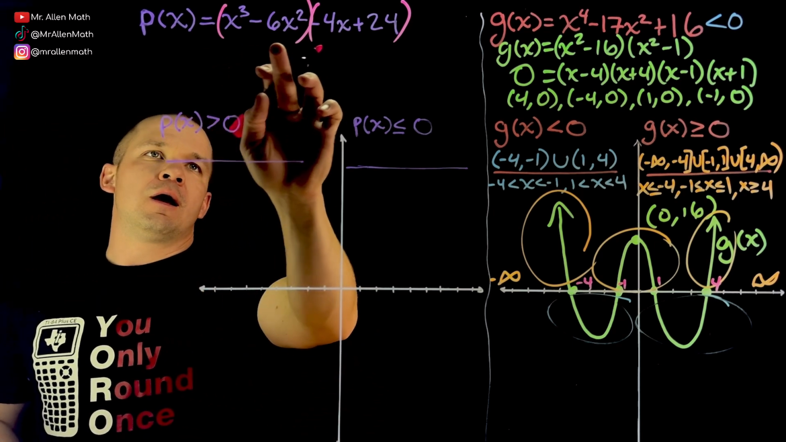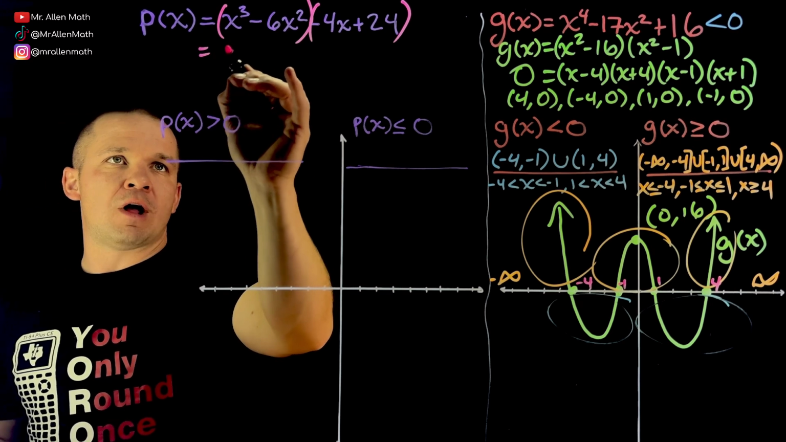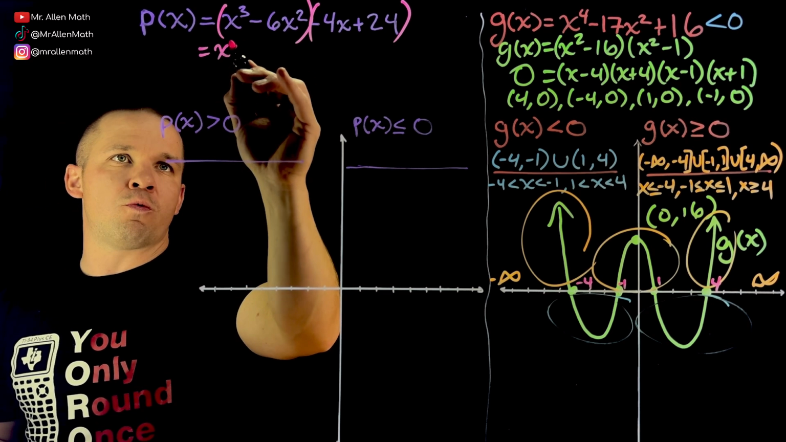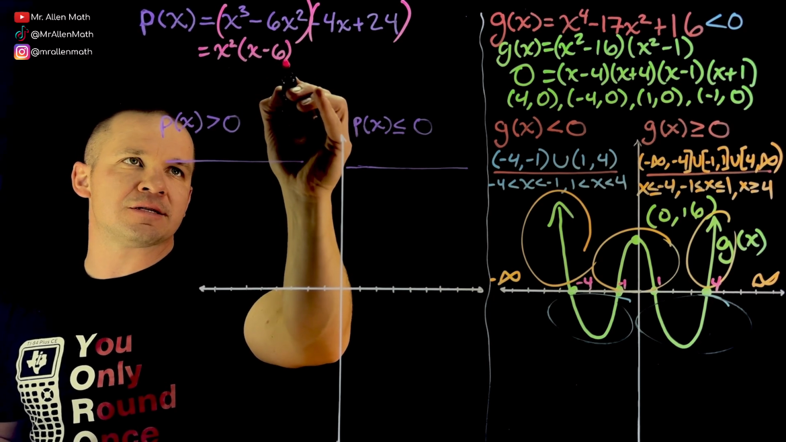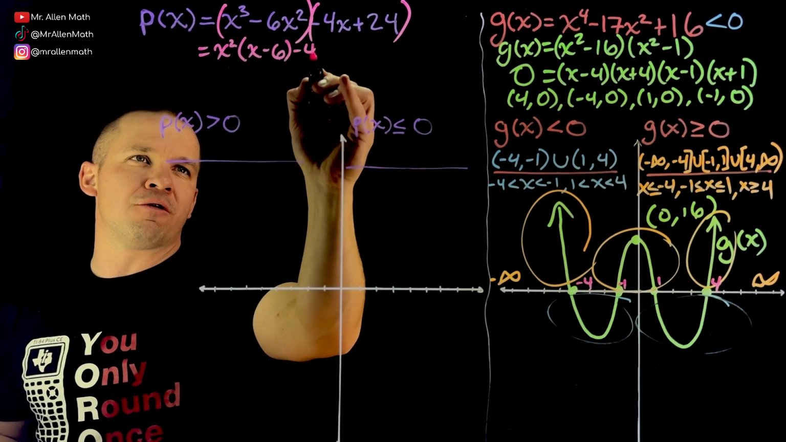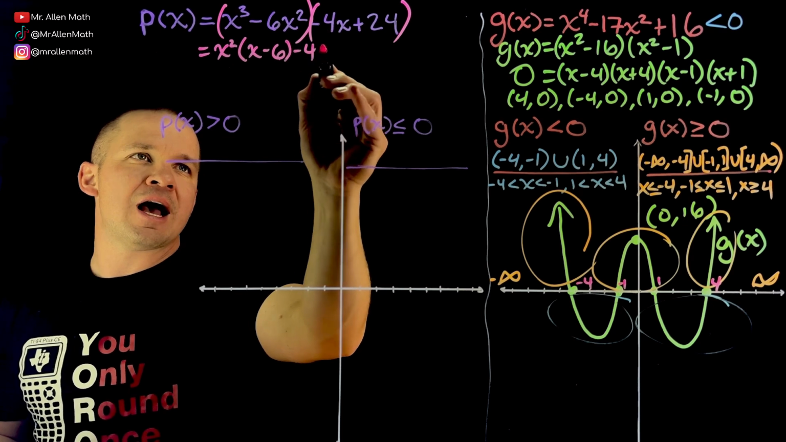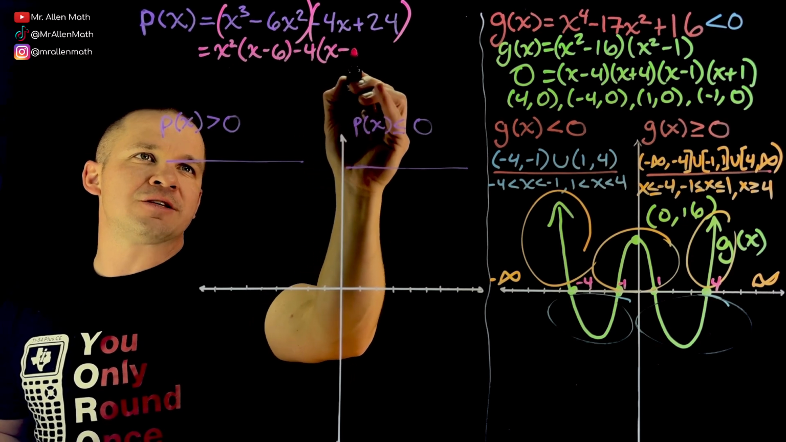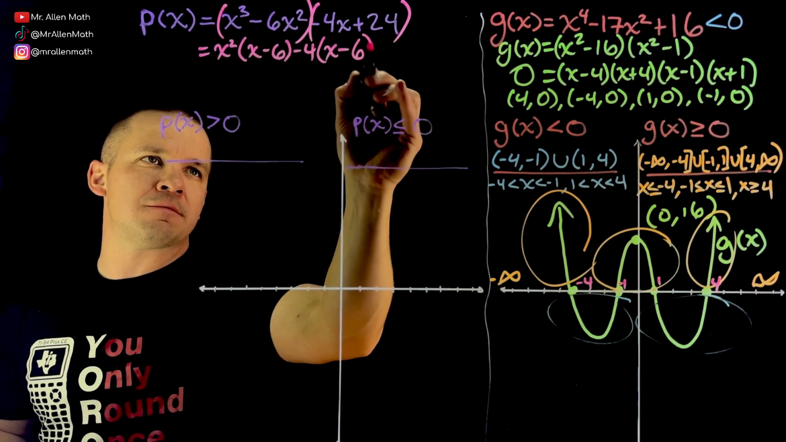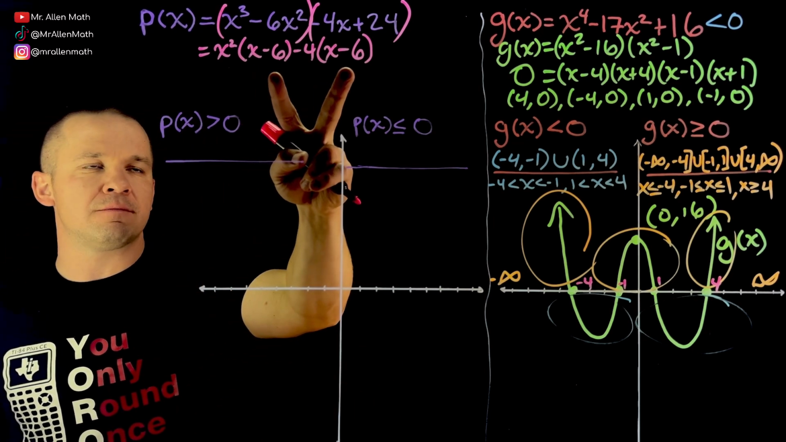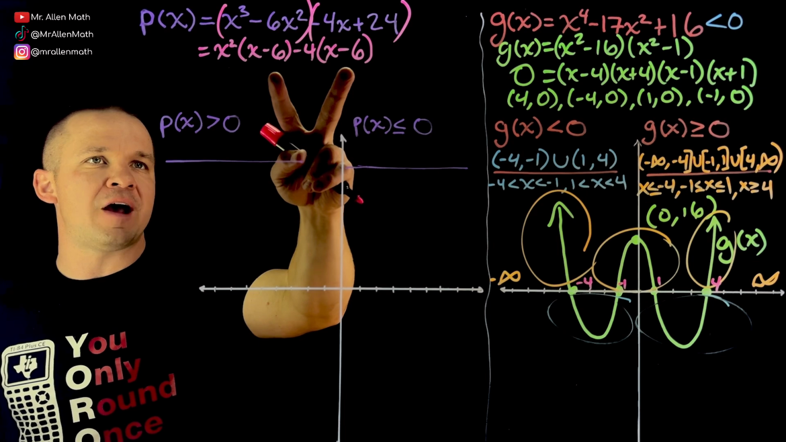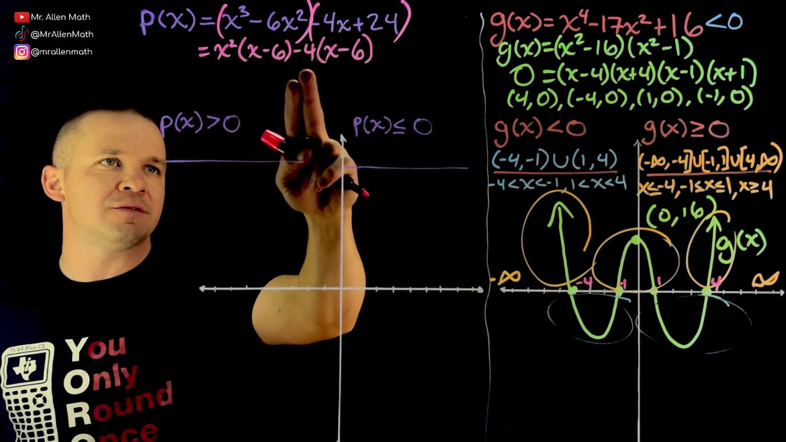Anywho, GCF out of these 2. I'm going to take out an x squared from them, and I'm left with x minus 6. Then over here, I'll take out a -4. Anytime this is a negative number, I take out the negative with it. That's going to change the 24 to become x minus 6. And now these 2 are the same. This is essentially a common factor of this whole term and this one here.